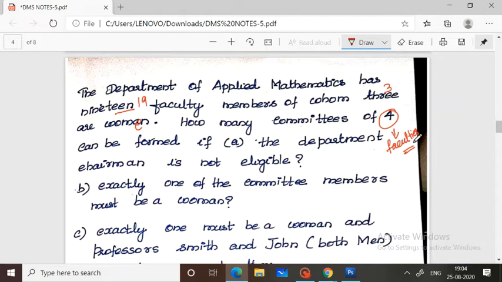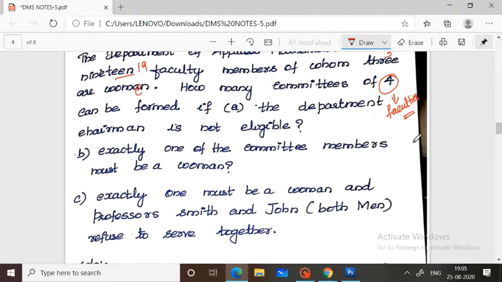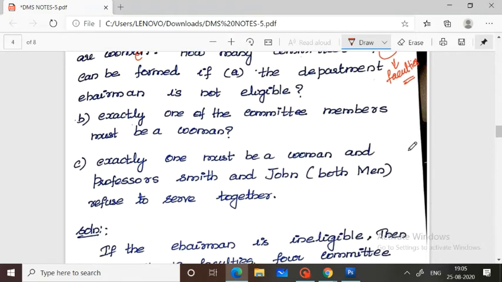For a committee there will be a chairman and also other faculties, so especially they are denoting here only the chairman. Next, the second part is exactly one of the committee members must be a woman. Third, the professors Smith and John, both men, refuse to serve together. They refuse to work together.